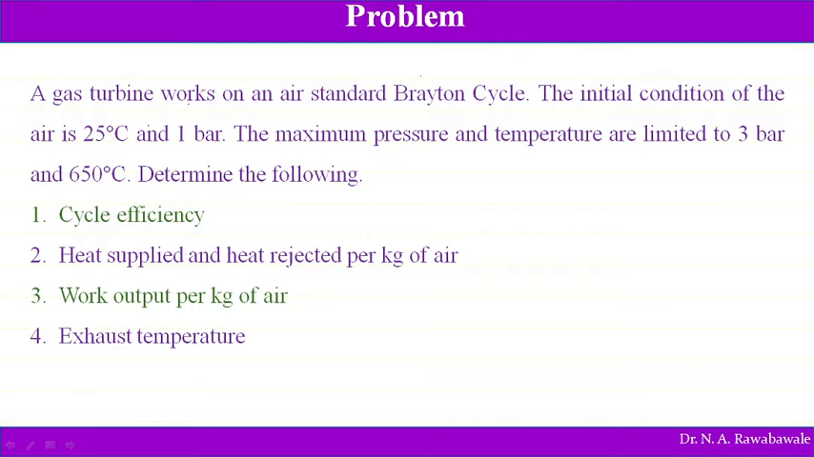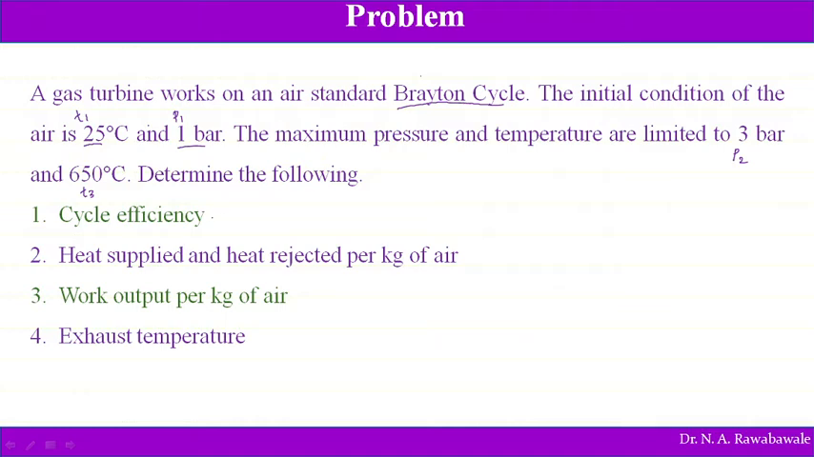A gas turbine works on an air standard Brayton cycle. The initial condition of the air is 25 degrees Celsius and 1 bar. So temperature T1 is 25 degrees Celsius and pressure P1 is 1 bar. The maximum pressure and temperature are limited to 3 bar. Maximum pressure P2 is limited to 3 bar and maximum temperature T3 is limited to 650 degrees Celsius.